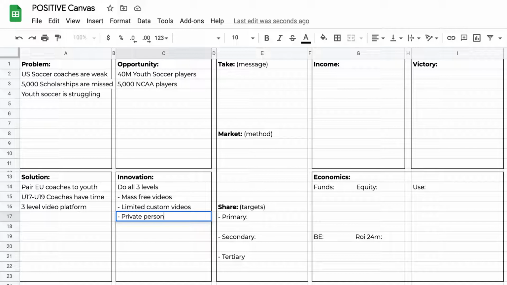personal feedback. So that's where a coach will actually watch a video of a kid playing and then give them pieces of feedback directly on the videos that they saw. Okay, so that's what's innovative. No one's doing that.